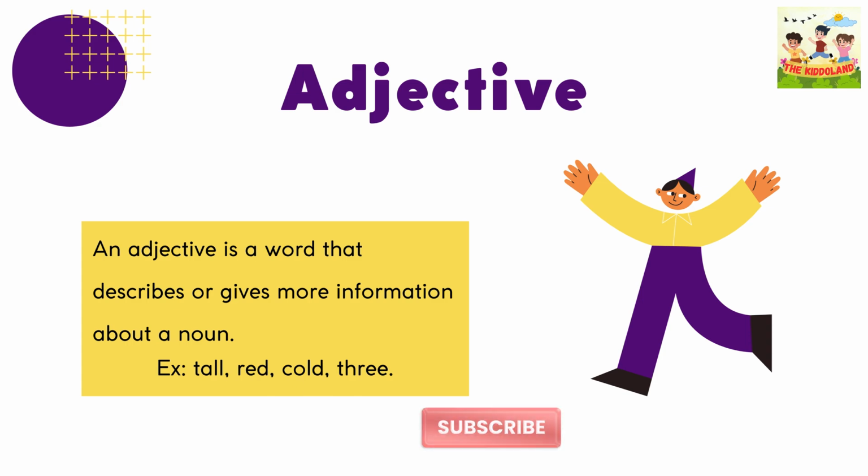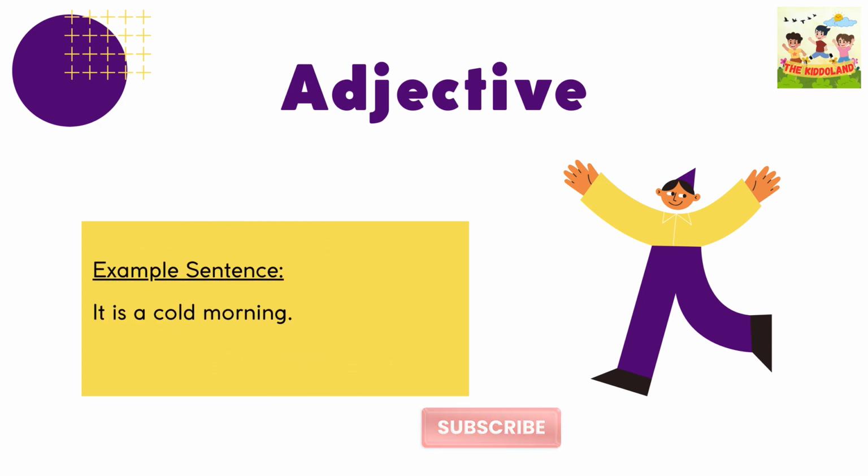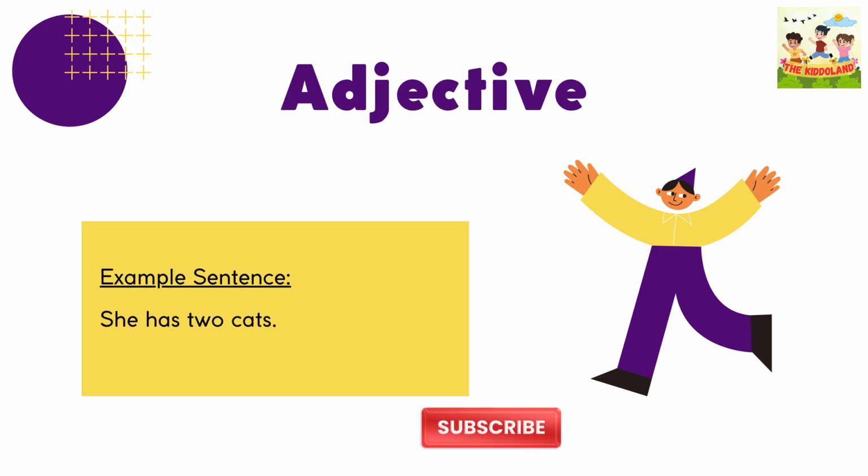Look at this sentence. It is a cold morning. The word cold is the adjective because it describes what kind of morning it is. Now try this. She has 2 cats. The word 2 is the adjective because it tells how many cats she has.